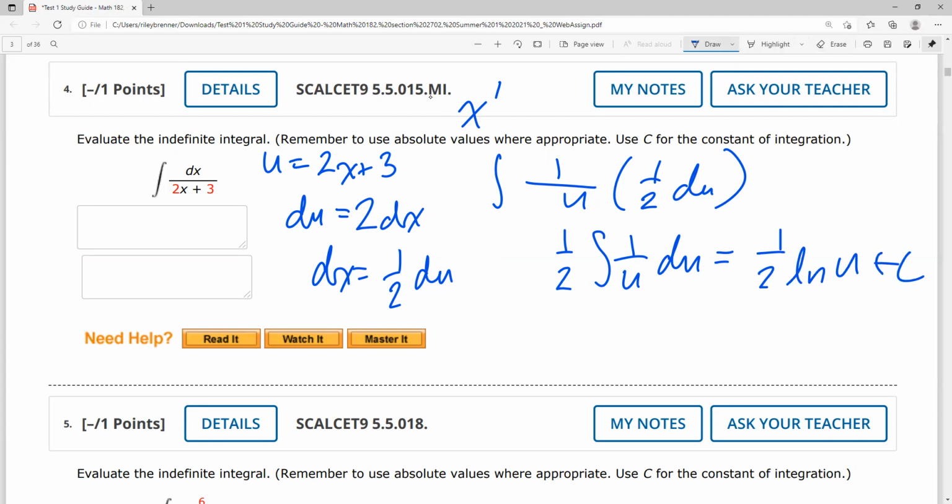But as we remembered in the previous problem, we have to remember to get rid of the u and go back to our original variable. So the real answer will be 1/2 ln. U was substituted as 2x plus 3. So it'll be the ln. Don't forget your parentheses. Very important. 2x plus 3. This is all what the ln is taking, and then plus c. This will be your final answer there, right?